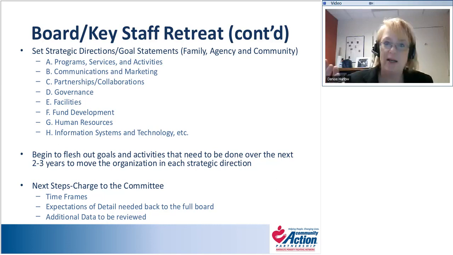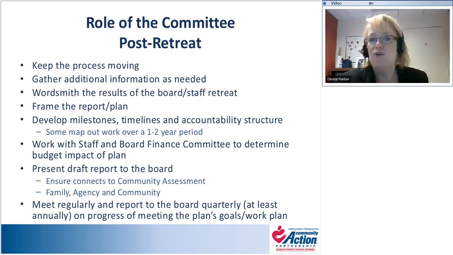Charge that committee with setting up perhaps some time frames, getting to the level of detail, or being charged with delegating even further out into the organization to develop the real operational plans. And seeing what other additional data needs to be collected. And then after the retreat, the committee really should be charged with keeping the process moving. I would argue meeting regularly, defining the plan, writing it up, working with the consultant perhaps who's writing it up. There might be several drafts that go to the committee before it goes to the full board. You may send a draft to the full board who sends it back to the committee for additional work.